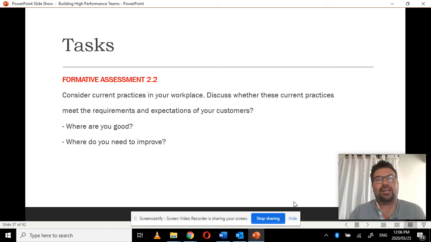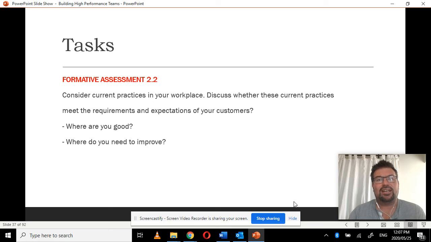Now we're going to be looking at a task. So your first one is formative assessment 2.2. Okay, so you can go to that page. Then you're going to read the question. Consider current practices in your workplace. Discuss whether these current practices meet the requirements and expectations of your customers.